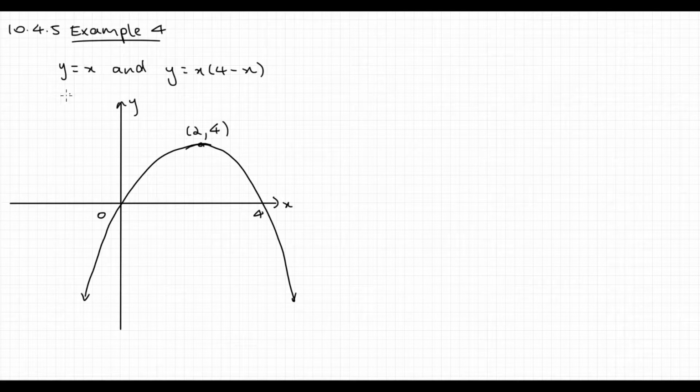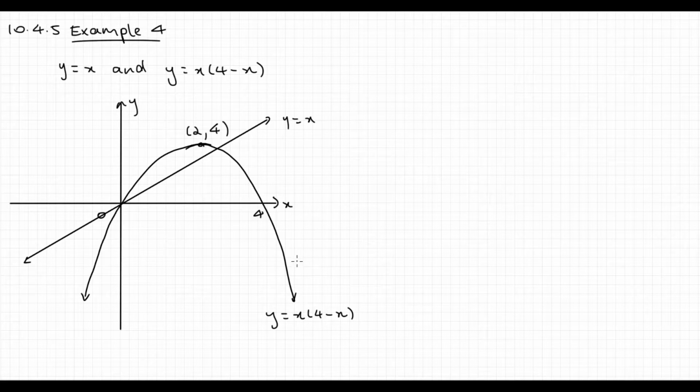Now if I draw on y equals x, then relatively speaking, y equals x is going to look like this. And of course, like I said previously, this is not drawn to scale. So this is y equals x, and this is y equals x times 4 minus x. But at least with this, we're now able to sketch the region that's enclosed between the two curves, and this is the region that we seek.